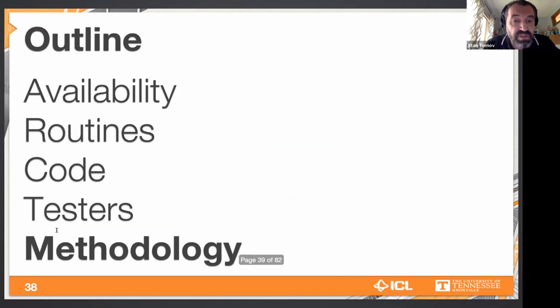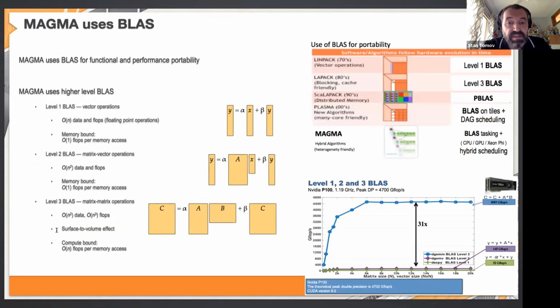So moving to methodology, MAGMA is written in terms of BLAS. Higher level BLAS is preferred. For example, here, that's on older GPUs. You can see that the difference between DGEMM and other level 2 BLAS like GEMV is about 31 times, which automatically gives you that if you code a routine that is not reusing data, you would get less than 3% of the peak of these machines. And this ratio here increases. For A100, for example, it is about 50 times.